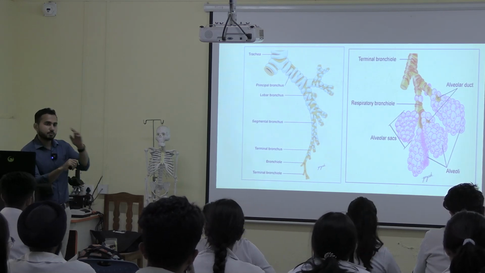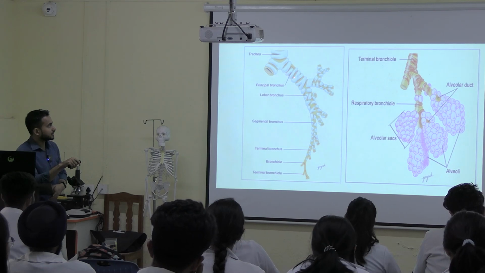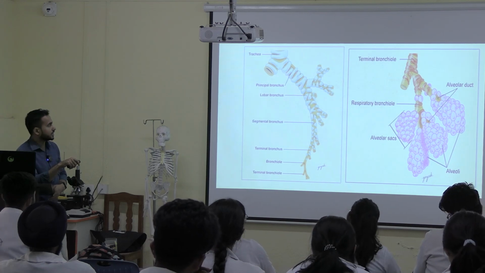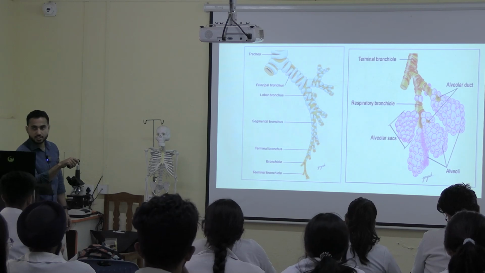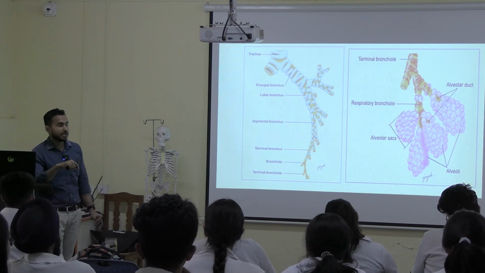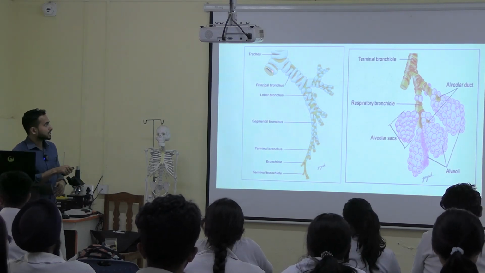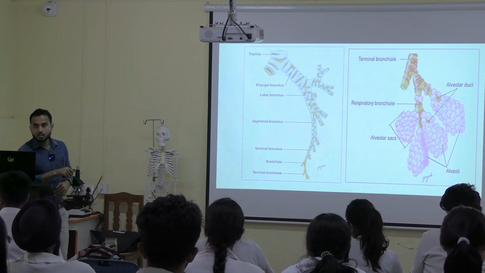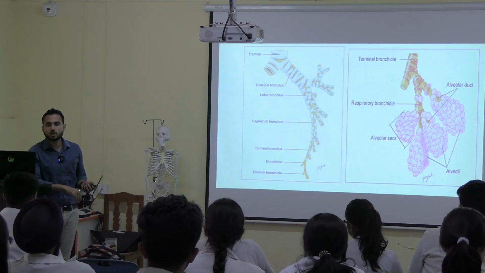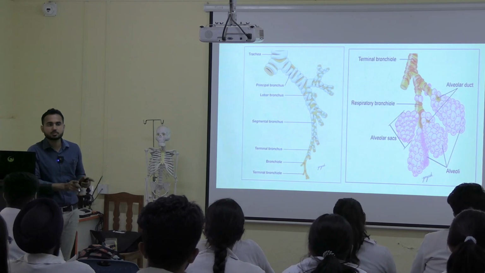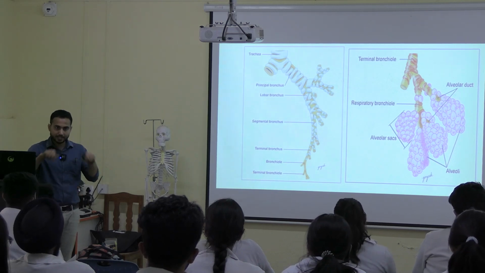Please follow the parts of the tracheobronchial tree, starting from the trachea. After that, the bifurcation of the trachea into two principal bronchi. After that, what happens to these two principal bronchi? They enter the lung. Once it enters the lung, it is called the intrapulmonary bronchus, when it is entering the lung.